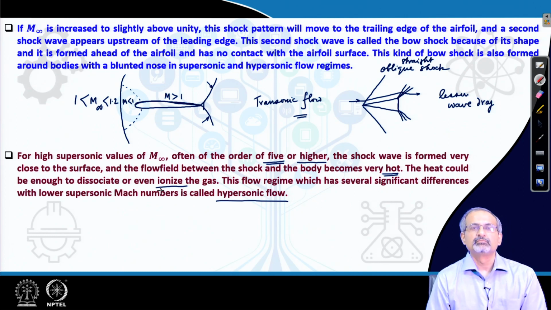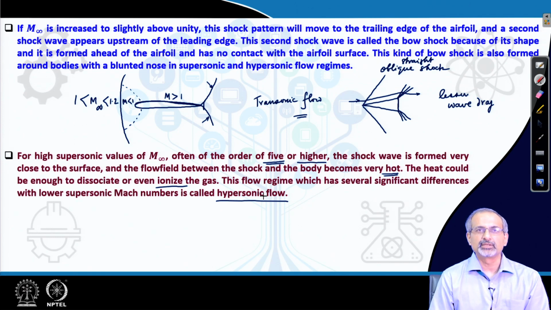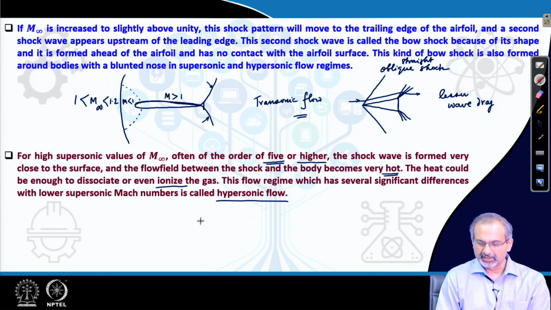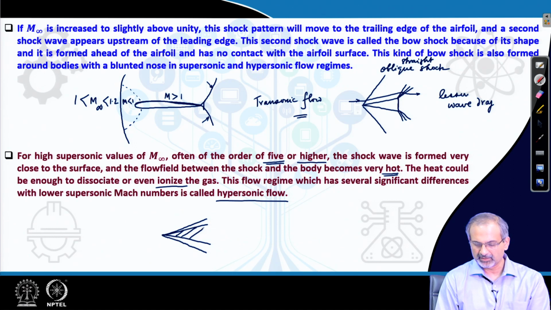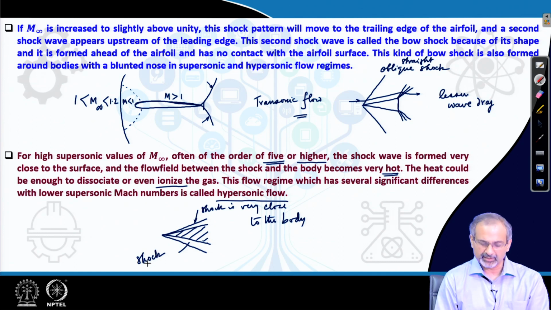There are more issues with hypersonic flow, which we will discuss later, but for the sake of completeness, let us make a very small sketch here, so that you have a good idea of the entire range of Mach numbers. As we were saying, the shock is very close to the body, and the flow lying in between the shock and the body we call a shock layer, which is very thin and very hot.